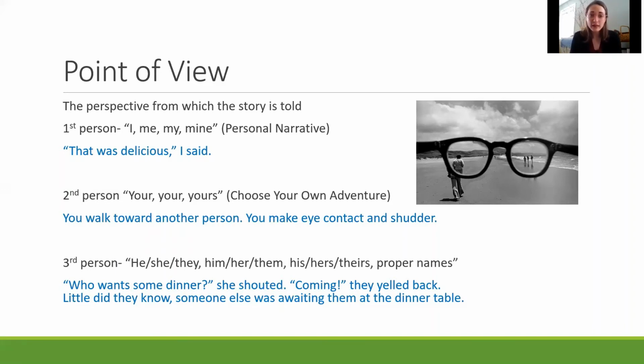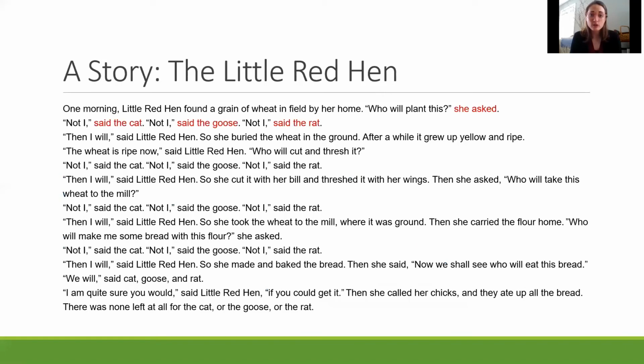So in our story here, we see things like she asked, said the cat, said the goose, said the rat. And in no place in the story is it told from just one person's point of view. It's as if someone else is watching into the story and seeing what each character does and says. So this is an example of third person.